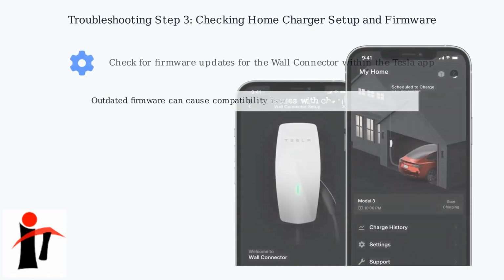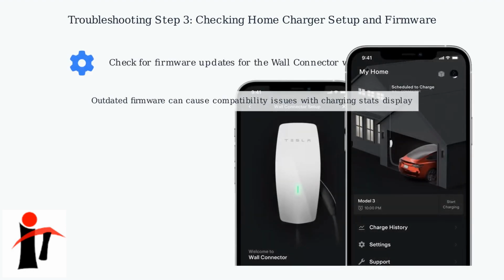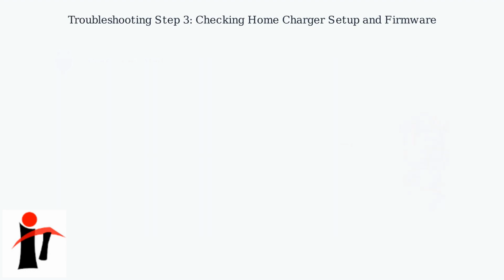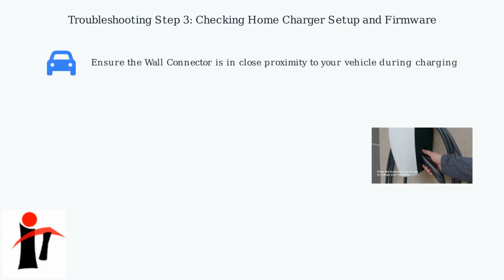Then, check for firmware updates for the wall connector within the Tesla app. Outdated firmware can cause compatibility issues that prevent charging stats from displaying correctly. Confirm that the wall connector has proper wiring according to Tesla specifications. Incorrect wiring can interrupt the connection between the charger and your vehicle's systems. Finally, ensure the wall connector is in close proximity to your vehicle during charging. The app relies on Bluetooth and Wi-Fi signals to communicate with the charger, so distance can affect data transmission.